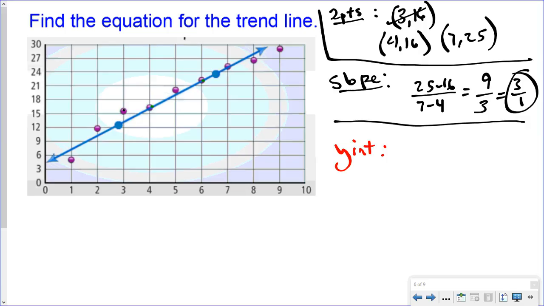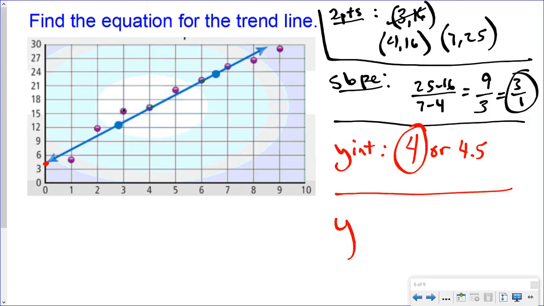For this, all I do is look at where the line is crossing. There's a 4 and a 5 in between there. I'm going to say that's a 4. You might say 4.5, and that's okay, but I'm going to go with 4. That means my equation will say y equals 3x plus 4.